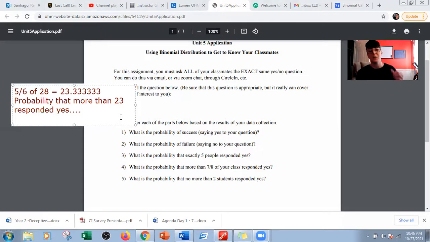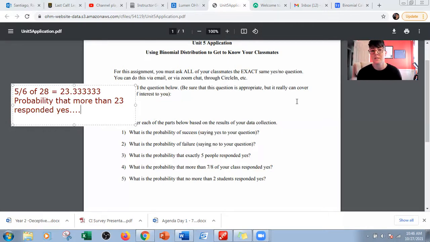Now, if you have 28 students, it says more than 23. So you want to find the probability of 24, 25, 26, 27, and 28, and you want to add those up. So do you recommend doing that by hand? I would at least do 3 by hand and 5 by hand. But if 4 ends up being a lot, in this case we had 5 different calculations, I would just use a binomial calculator.